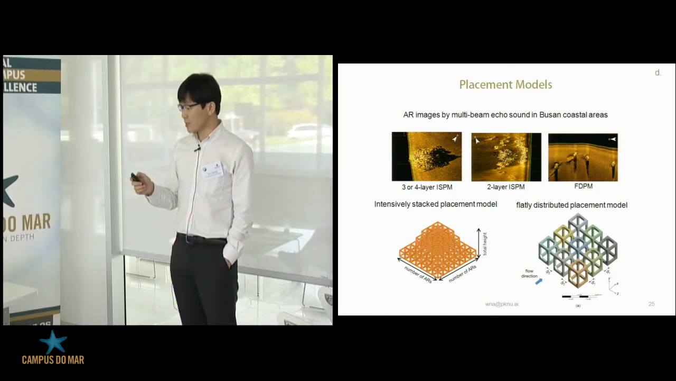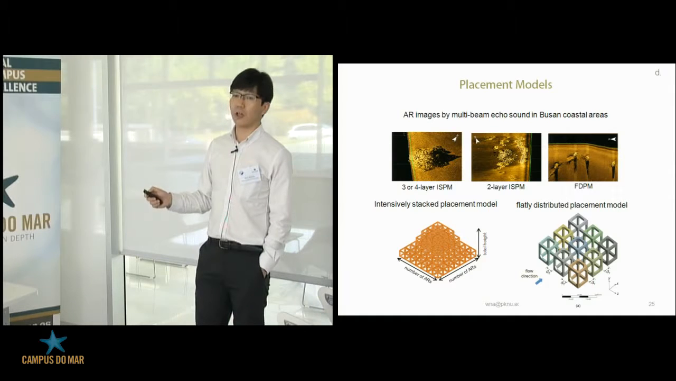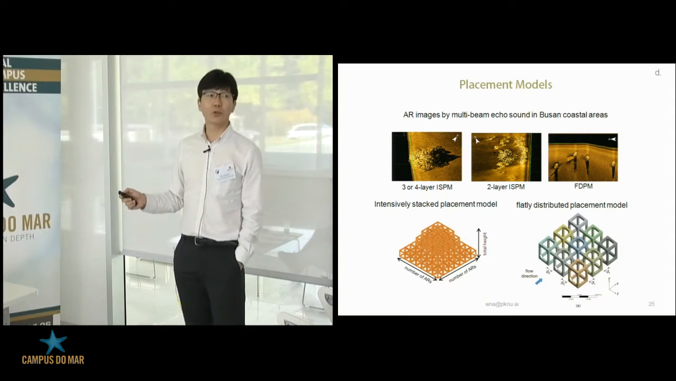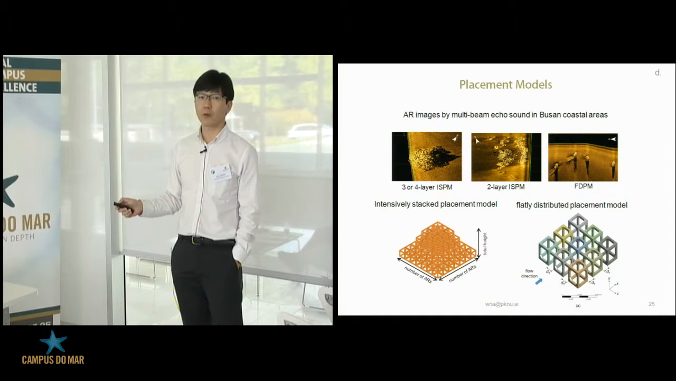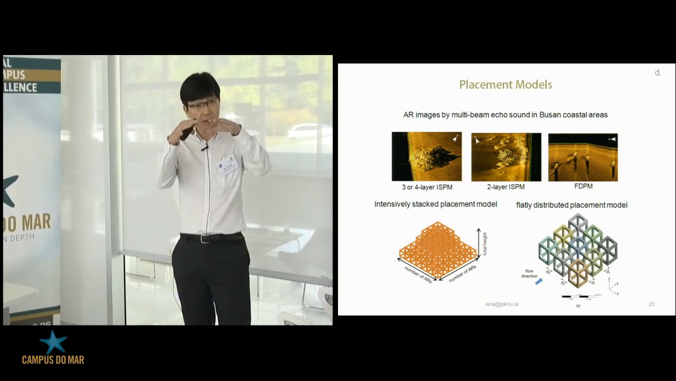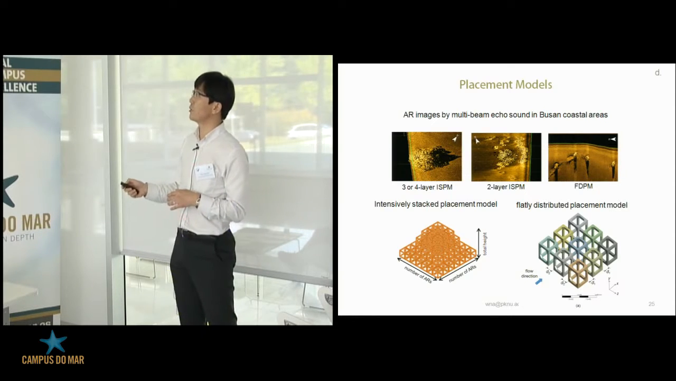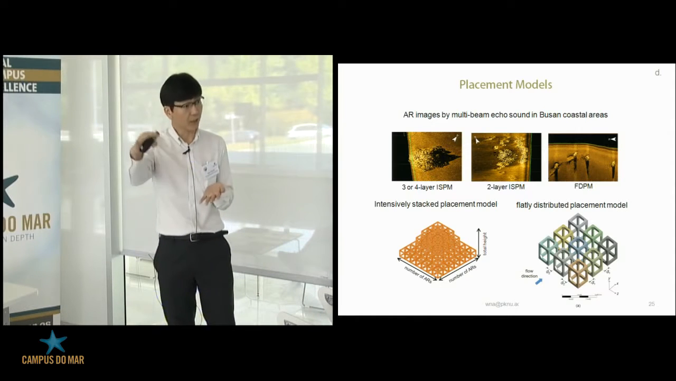Then we investigated the artificial reef images by multi-beam echo sounder in Busan coastal areas. So you see the multi-beam images. We found there are two types basically. The first one is the intensively stacked placement model. So we stacked the artificial reefs. And then the second one is the flatly distributed placement model. So in the plane, we distributed the artificial reefs.